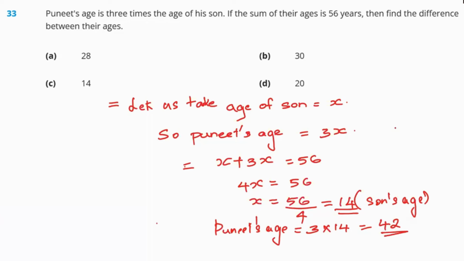And we have to find out the difference between their ages. Difference between their ages: 42 is Puneet's age, 14 is son's age. Difference is 28. 28 is the difference between their ages. So the correct option is option A, that is 28.